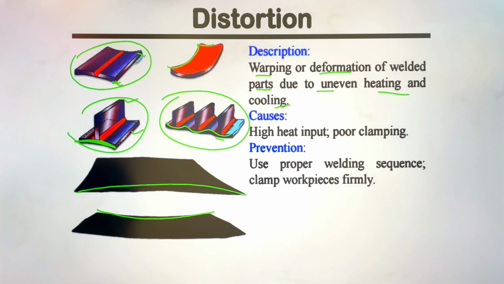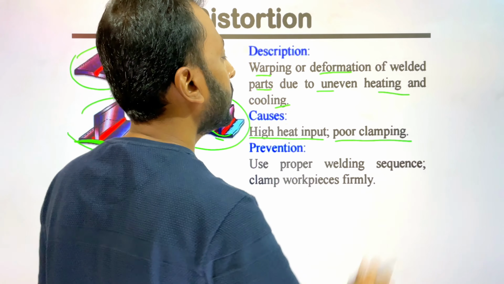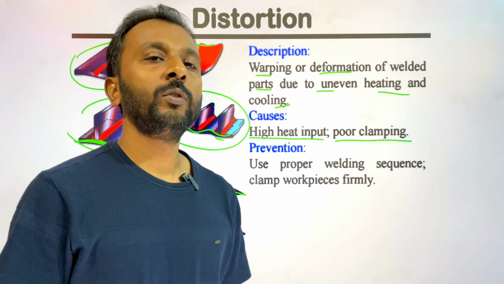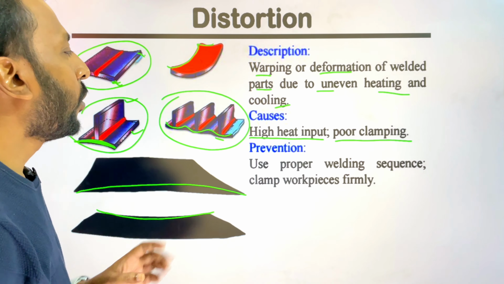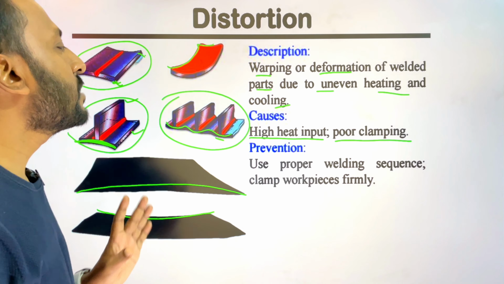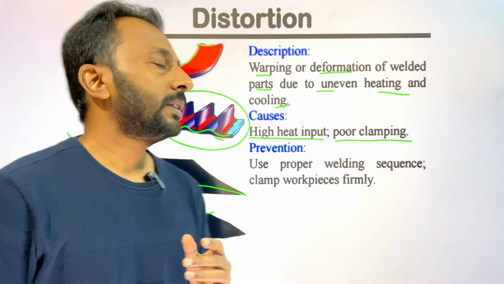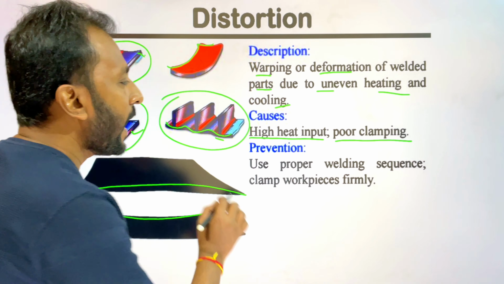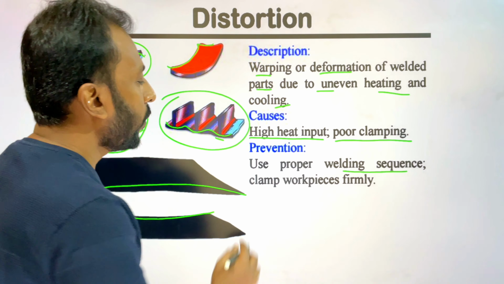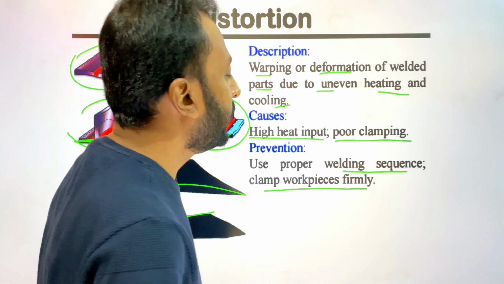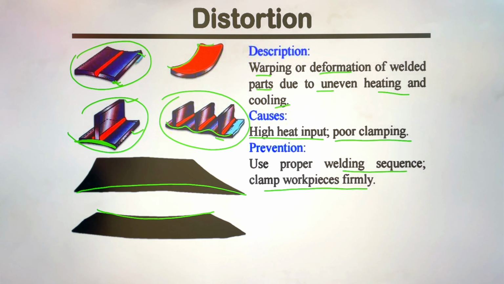So this is the distortion. It is caused by high heat input and also poor clamping. If we don't clamp in a proper way, then distortion can happen. Also if the heat input is more, that is, the current input is more, then it can happen. So we have to use a proper welding sequence and also clamp the workpiece firmly, in a proper way. That's how we can prevent the distortion welding defect.